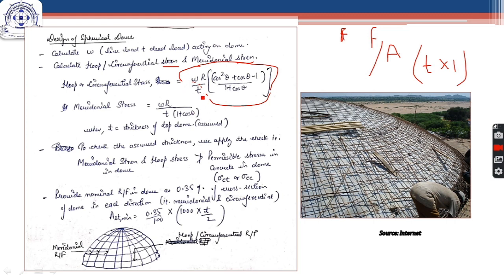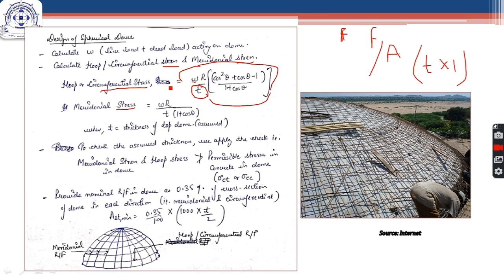Okay, I forgot one point here. The thickness of dome has to be assumed because we don't know it in the beginning. So you first assume the thickness of dome here, and you know that whenever we assume something, we have to check whether we have assumed correctly or not. So for that we apply this check, that the meridional stress and the circumferential stress must be within the permissible limit of the stresses in concrete.